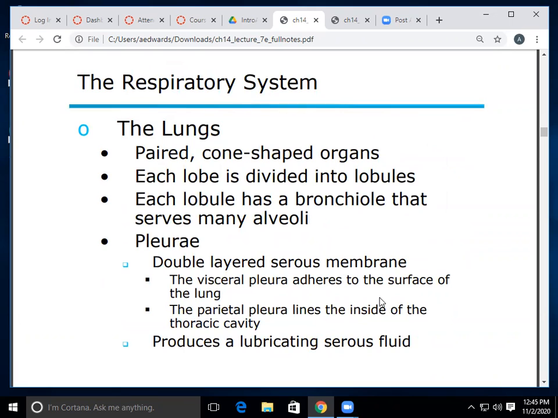All right, so before we go into lungs, let's take a break and talk about the structures in the respiratory system that you've learned about so far. And you can do this at home as well.